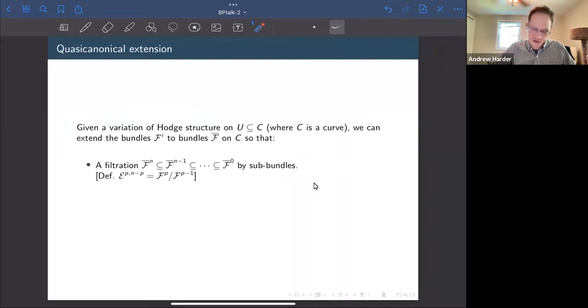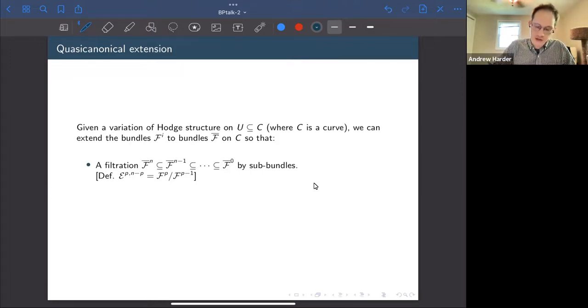Once I have a variation of Hodge structure on a curve C, usually a variation of Hodge structure will exist on just a quasi-projective variety, and you can't usually push it onto a compactification of that quasi-projective variety. What the quasi-canonical extension does is tell you a nice way of pushing forward part of the data of a variation of Hodge structure to a compactification. The local system usually won't push forward into a compactification of your variety.